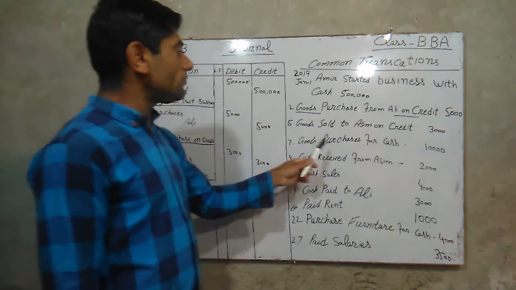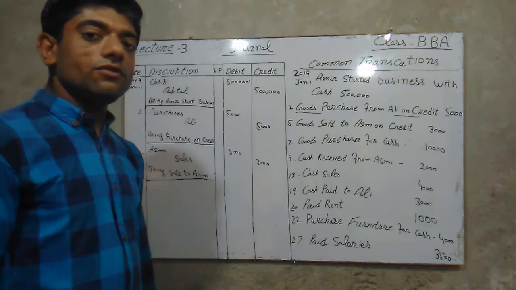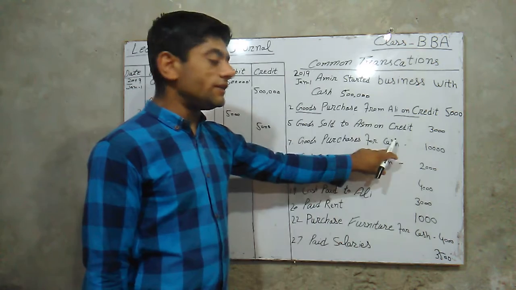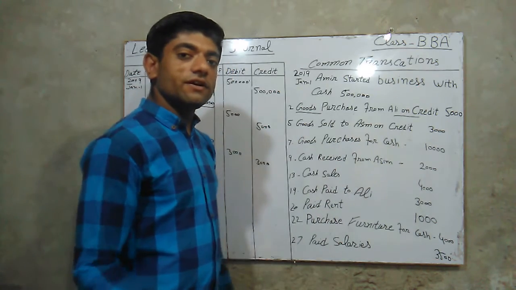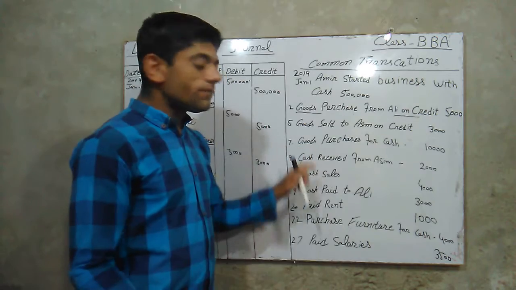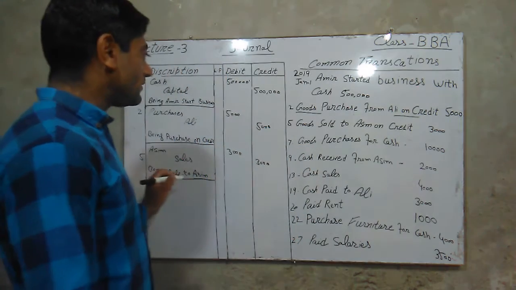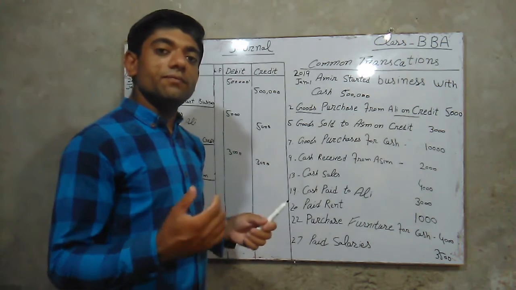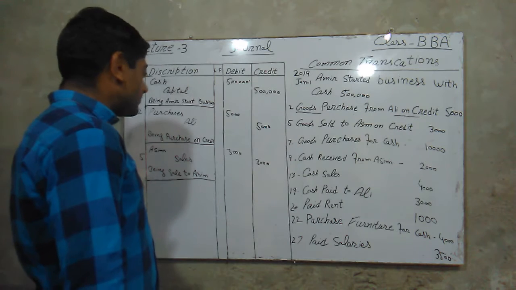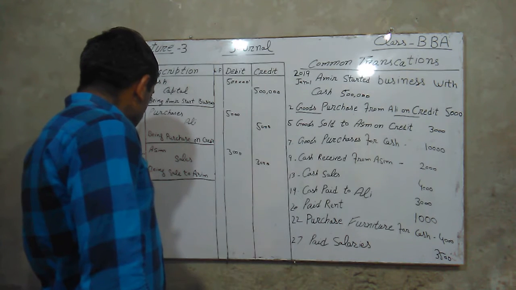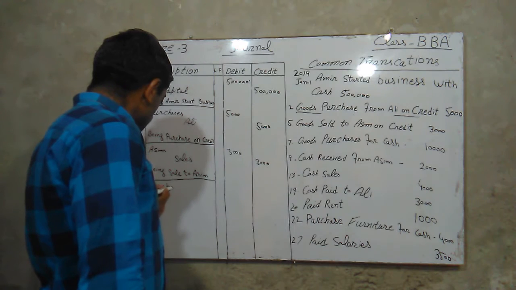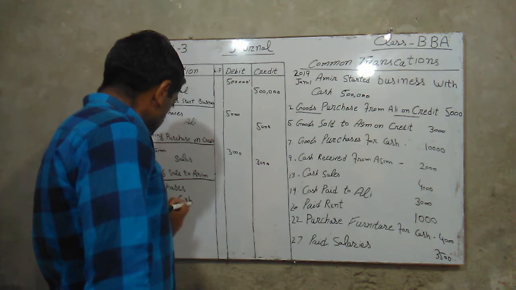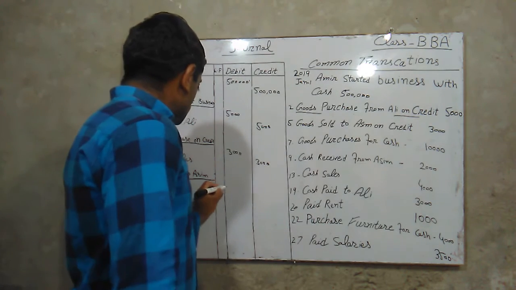So next transaction, goods purchased for cash 10,000. Here, two accounts are involved: goods and cash. When we pay the cash, assets are decreased, so it's credit, and goods purchased are increased, so it's a debit. Purchase is an expense of business. So when expense increases, it's debit. For that 10,000.